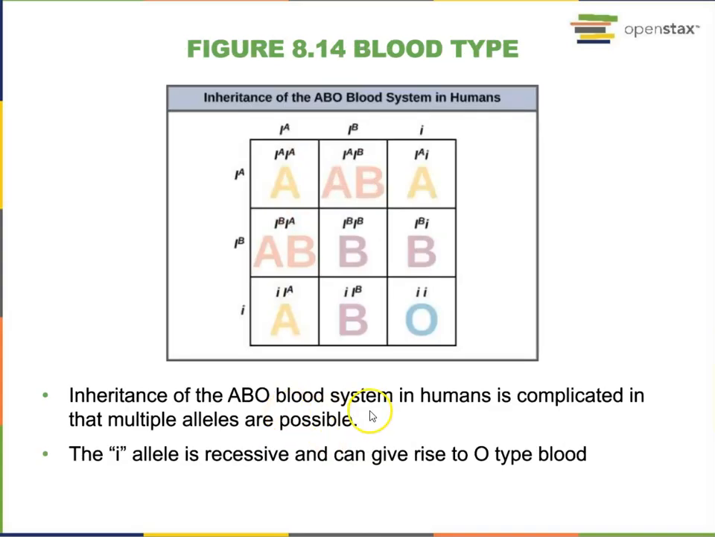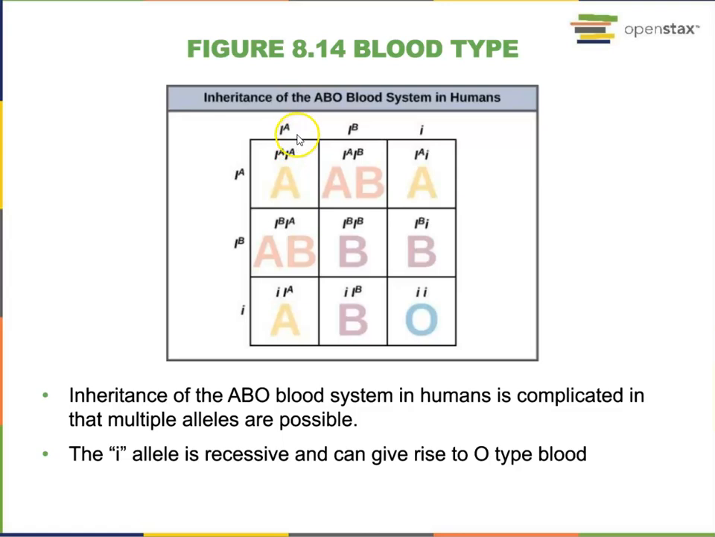Inheritance of the ABO blood system in humans is complicated in that multiple alleles are possible. So we normally use the uppercase I to express the dominant allele. Then we use the lowercase little i to express the recessive allele. Homozygous of two little i will result in blood type O. This figure shows the combination of different alleles.